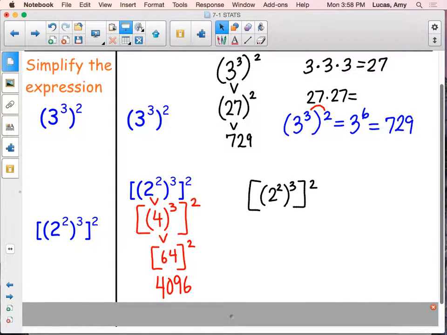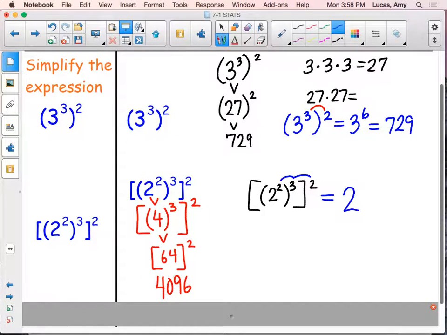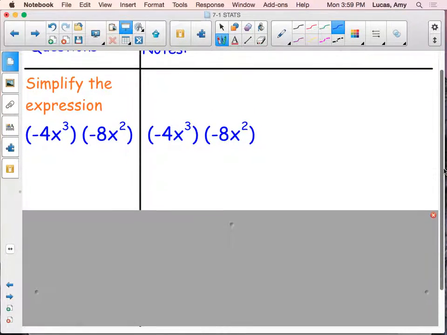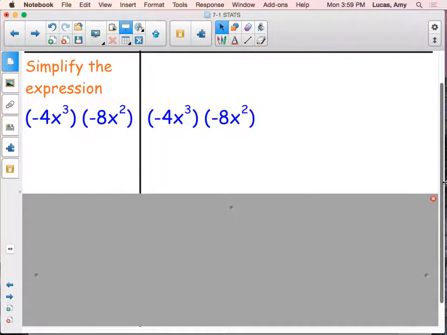Now, solving the same problem using that power of a power rule, I can multiply together all of these exponents. So 2 times 3 is 6, times 2 is 12. So 2 to the 12th power should give me the same answer, and it does. 4,096. So either using PEMDAS, working your way from the innermost parentheses to the outermost, or using the power of a power rule. Okay, our next problem. This is another review from what we were doing yesterday.